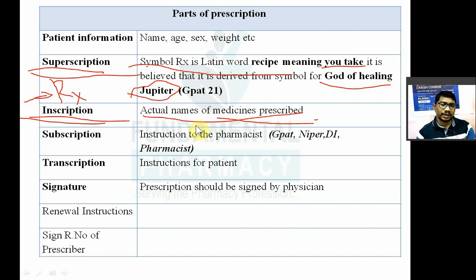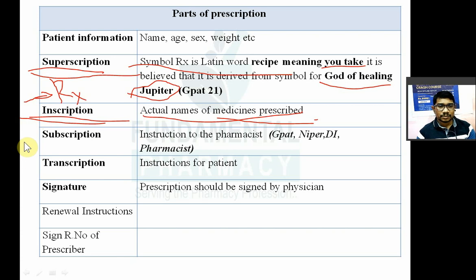They might ask you a question like this: the name of medicines or the treatment is considered in which of the following sections of your prescription? The options will be the same: superscription, inscription, subscription. So remember, the RX symbol is in the superscription. The actual name of medicine is in the inscription. The actual names of medicine to be prescribed are present in the inscription.